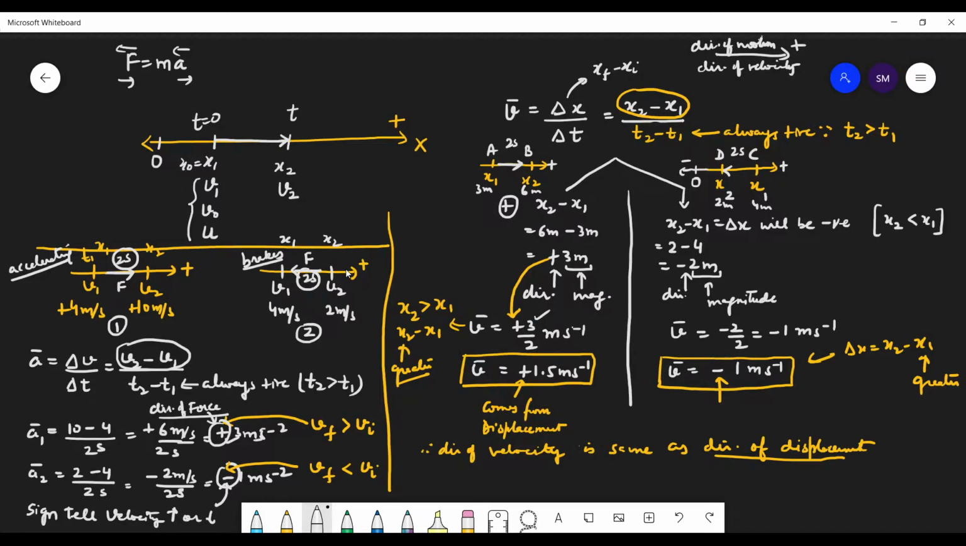So velocity is positive, but force is in opposite direction. You have applied the brakes. So acceleration will be negative. So the direction of acceleration is the direction of force, and direction of velocity is your direction of displacement. So that thing you need to understand. Okay, so very important discussion what these signs are telling you.